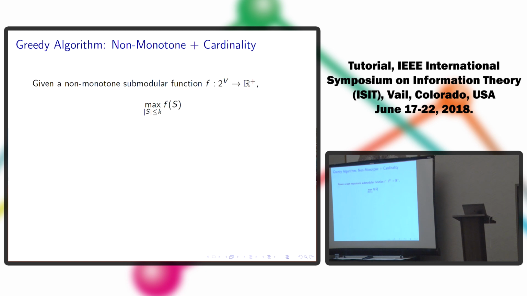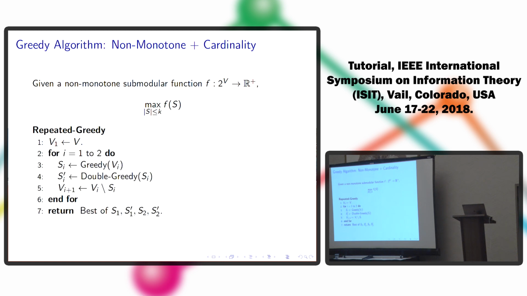Okay, so that was unconstrained submodular maximization when the function was non-monotone. How about the cardinality constraint? So what we can do is, again, run the greedy algorithm twice, but in a different way. The way that we are going to do it is that we are going to run greedy to get a set S_i. And then we are going to run the unconstrained greedy, like the double greedy algorithm, on S_i. We are going to get another set, which is a subset of S_i. We call it S_i prime. And then we are going to remove all the elements that the greedy picked from the ground set. We do these operations twice.